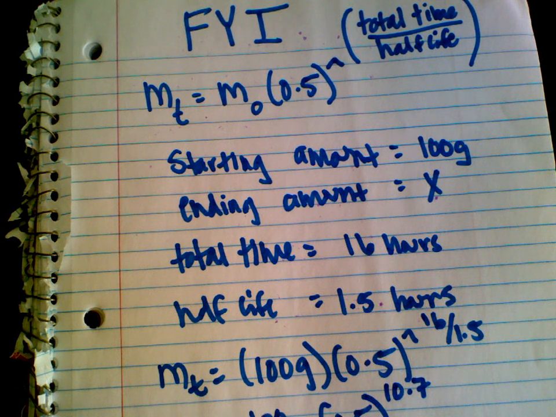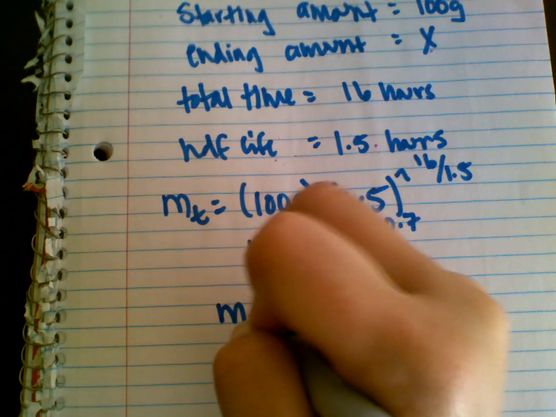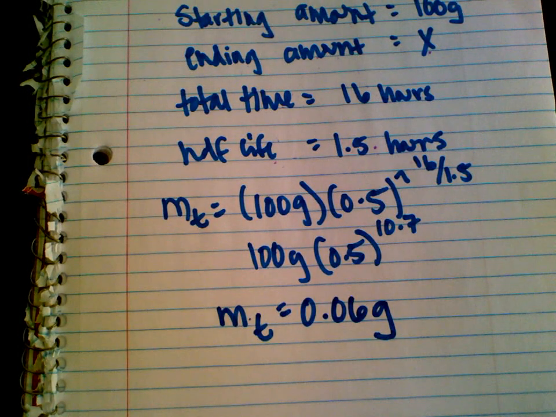So then I'm going to do 0.5 to the 10 to the 0.7 power, and I get a big long decimal, and I'm going to times that by 100. And I'm going to find that at my end time, I'm going to have 0.06 grams left.